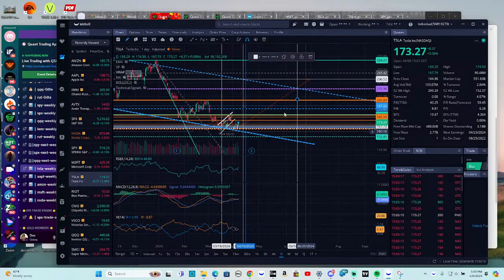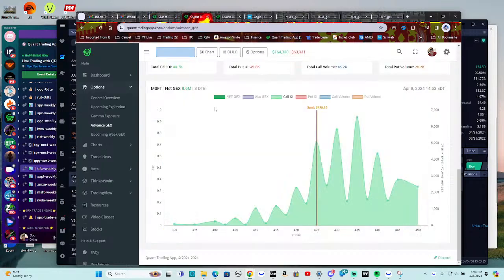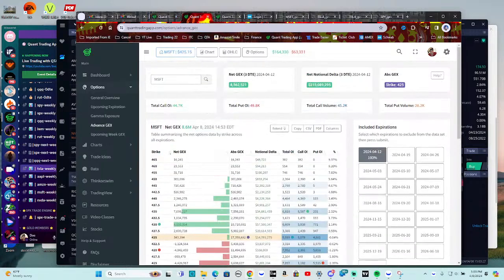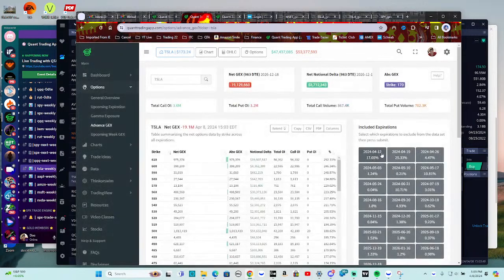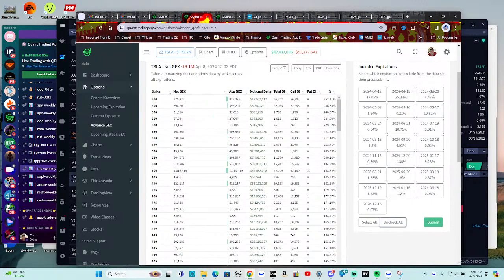So, July 14th, we could possibly see 222. Keep those numbers in mind. We go back to our trusty, handy-dandy advanced GEX. Type in Tesla and see if anyone else sees what we see. 222 by July 14th. We're going to leave out this Friday and possibly actually next Friday also. All right, uncheck all. It just gives me the meats.